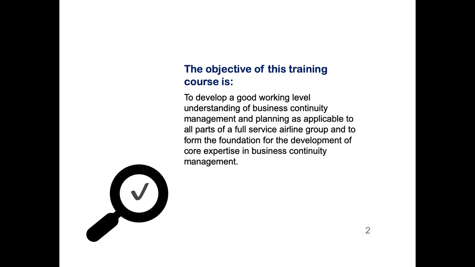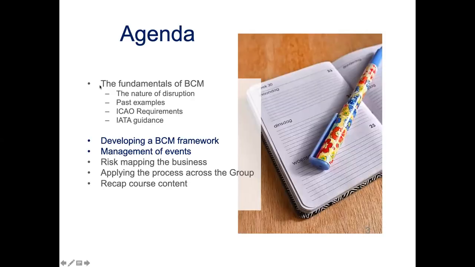If we go back to the agenda, we've so far covered the fundamentals of business continuity management and the nature of disruption. We've looked at a range of different types, chronic and acute disruption, a number of different examples of how they can occur, past examples, as well as thinking about what could happen in the future. We also went through the ICAO requirements and touched on the IATA guidance. One thing I haven't included here was that international standard. Part of the reason is I personally think it's overly detailed, overly onerous.